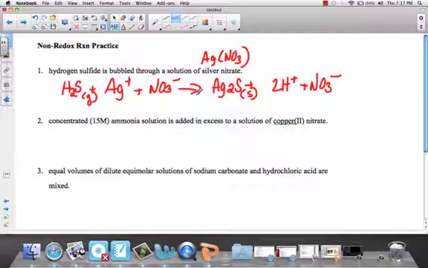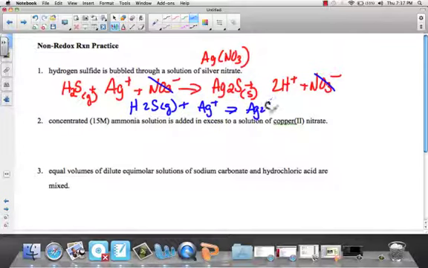So let's get rid of our spectators. NO3, NO3, and that's it. Because this was a gas, it's going to stay intact. So then my net equation is going to be H2S gas plus Ag plus yields Ag2S solid and 2H plus aqueous.